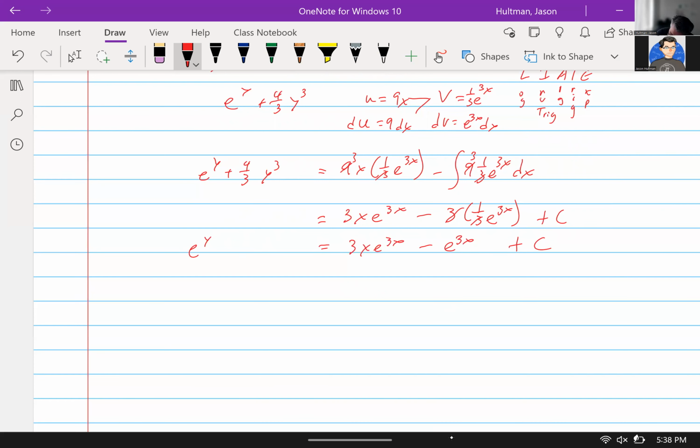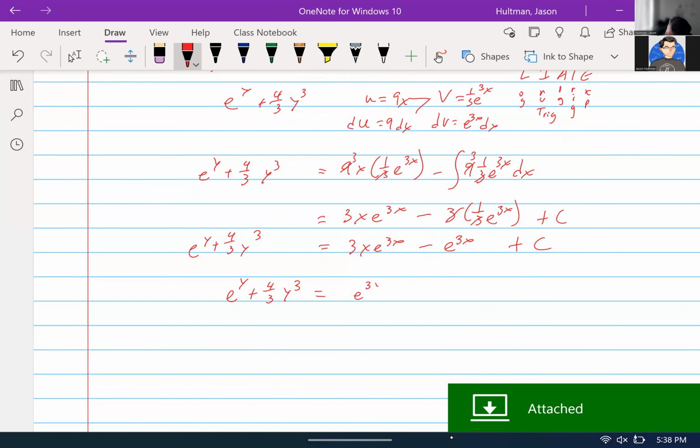So e to the y plus 4/3 y cubed equals 3x e to the 3x minus e to the 3x. Now I could factor out the e to the 3x if I really wanted to, maybe make that a little bit simpler. And we get e to the 3x times 3x minus 1, plus c.